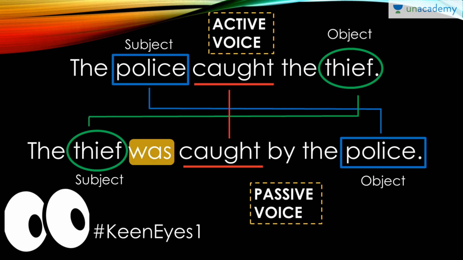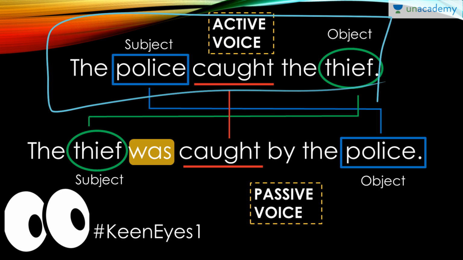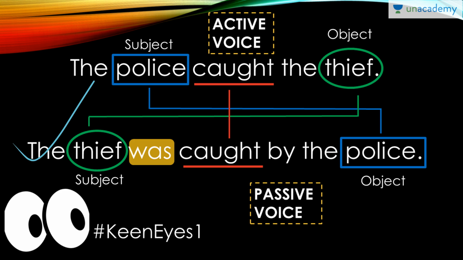The police caught the thief. Who caught the thief? The police caught the thief, making police the subject. The police caught whom? The thief, making thief the object. What did the police do to the thief? They caught the thief, making caught our main verb here in the first sentence, which supposedly is in active voice.